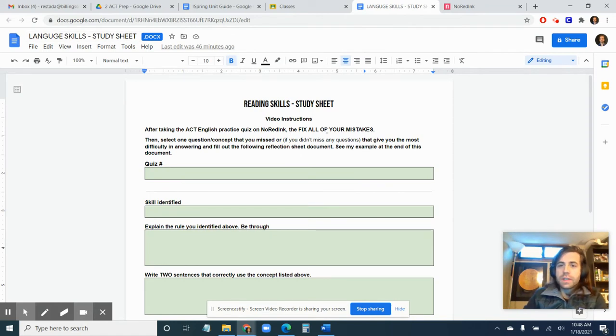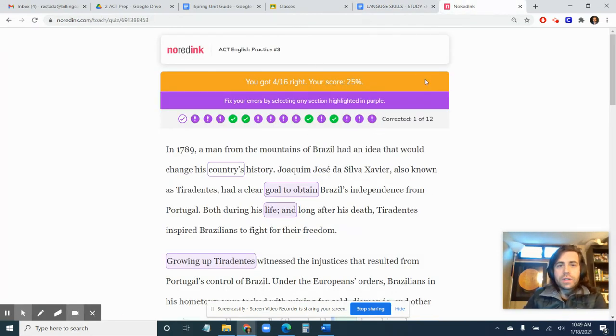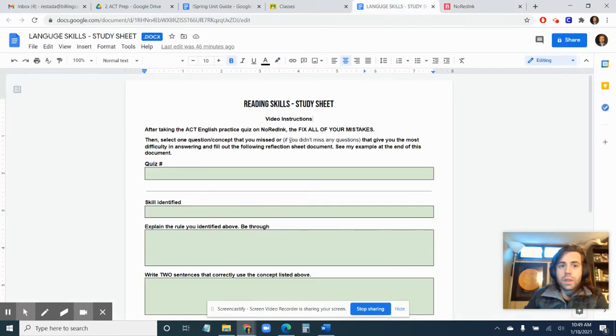Want to make a video explaining what I'm looking for in this language skills study sheet. Because remember, this assignment is two parts. Part one is you take this ACT practice, and part two is reviewing one of those skills, because the ACT tests a ton of different skills, and they're all legitimately important when it comes to reading and writing. But you obviously don't need to learn all of them in a week. My goal is that you learn one thing at a time, and you're just working on growing yourself as an English language learner.